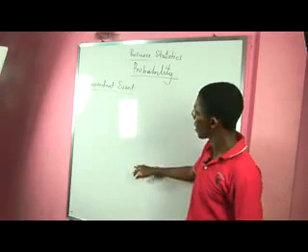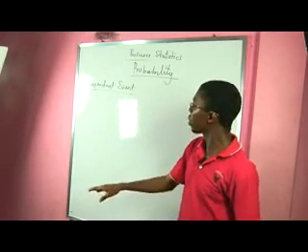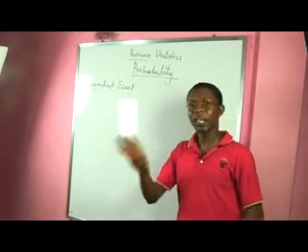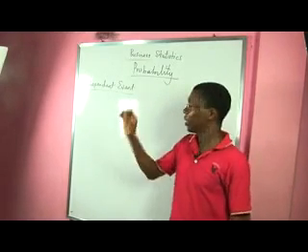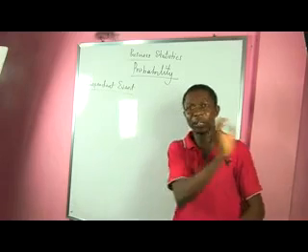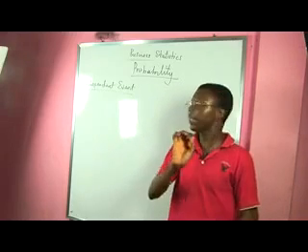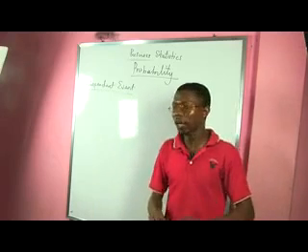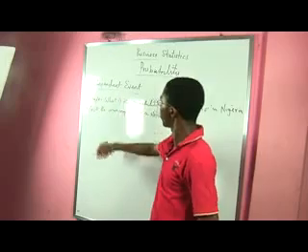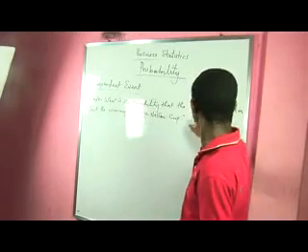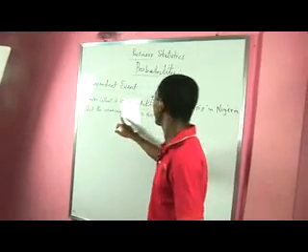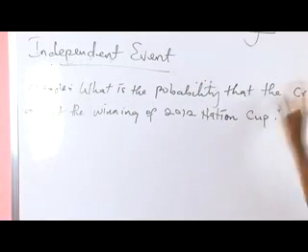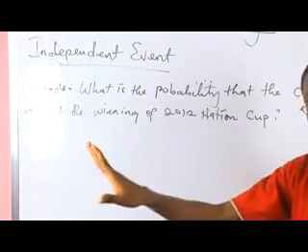What we are saying here is that if anything is happening which does not directly or indirectly affect the events going on in another particular place, then we say the events are independent of one another. Now, looking at this, what is the probability that the crisis in Nigeria affects the winning of the 2012 Nations Cup? If you look at it, the crisis in Nigeria is on its own.